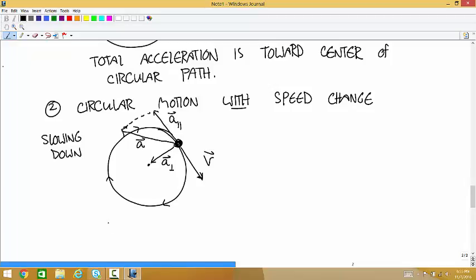And so now the total acceleration points away from the center of the circle. I mean, not, total acceleration doesn't point towards the center of the circle.